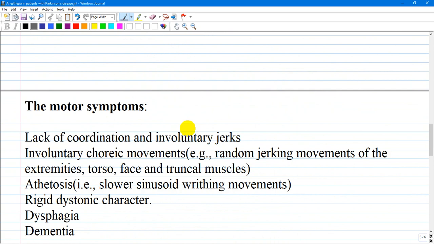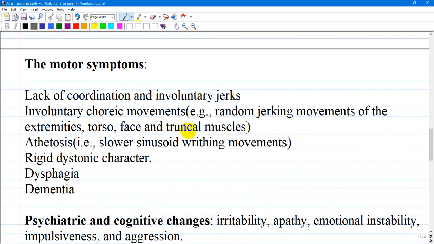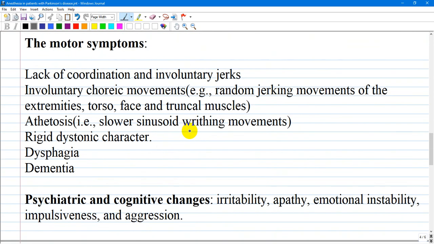A patient with Huntington's disease can develop symptoms at any time after infancy, but they usually become evident in the late 30s or early 40s. Genetic testing now allows for earlier diagnosis and the option of genetic counseling. Let's discuss motor symptoms of Huntington's disease. So, lack of coordination and involuntary jerks.